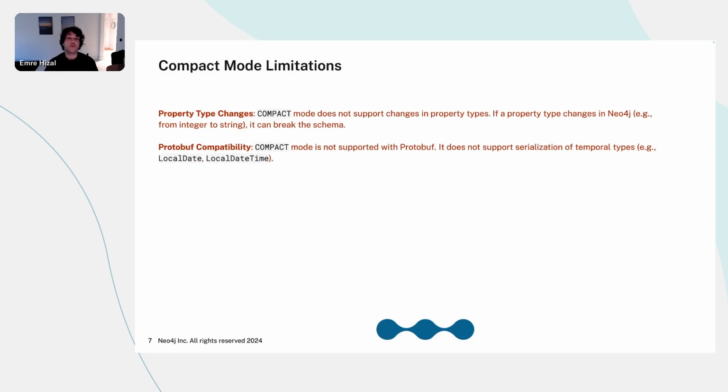And what are the compact mode limitations? First of all, property type changes. Compact mode does not support changes in property types. If a property type changes in Neo4j, for example from integer to string, this is going to break the schema. And protobuf compatibility: compact mode is not supported with protobuf. It does not support serialization of temporal types like local date time.